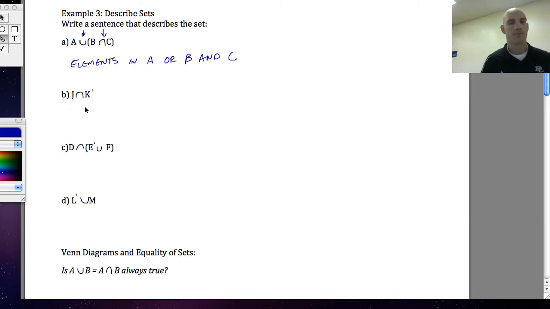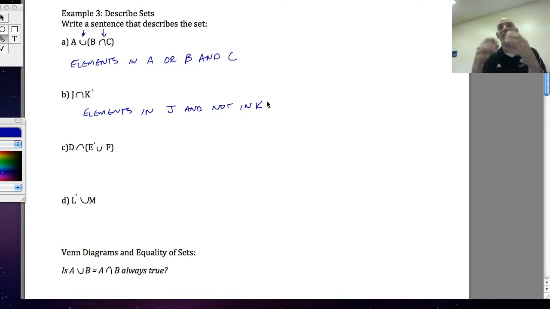What about this one? Elements in J and not in K. Because remember, when I'm talking about the complement of a set, it's not going to be in K. So if I'm talking about the complement of K, it would be what is not in K. So this is elements that are in J and not in K. What about this next one?